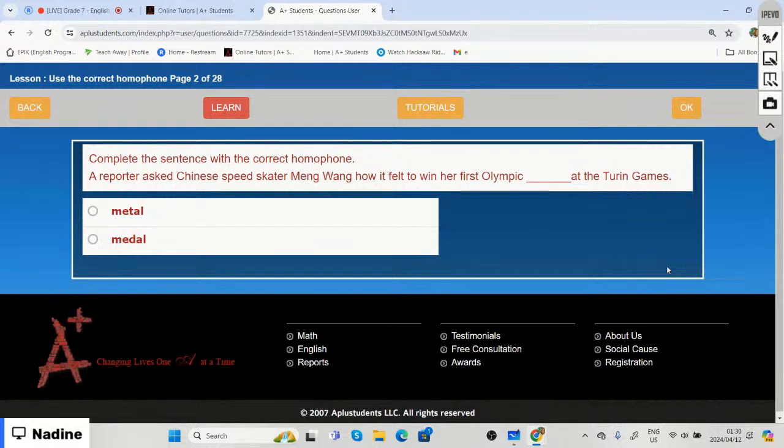All right. We need to complete the sentence with the correct homophone. It says a reporter asked Chinese speed skater Meng Wang how it felt to win her first Olympic.